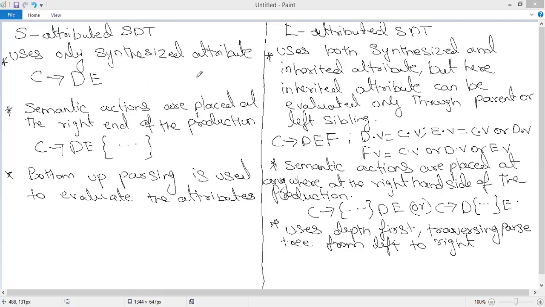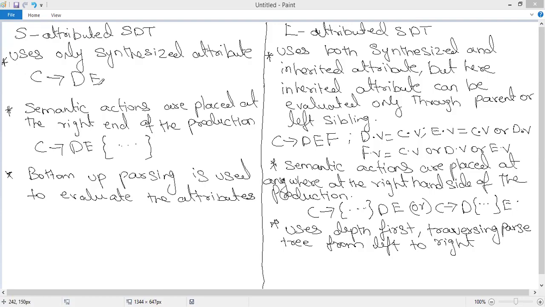For example, we will take this production rule C tends to DE. Here, when we mention a synthesized attribute, the value of C is evaluated with the help of D and E. The meaning is that the value of C can be evaluated with the help of the child nodes, either D or E. That is what a synthesized attribute is.